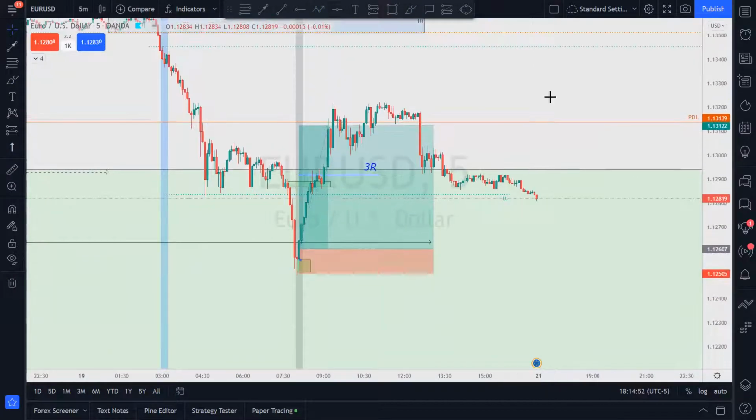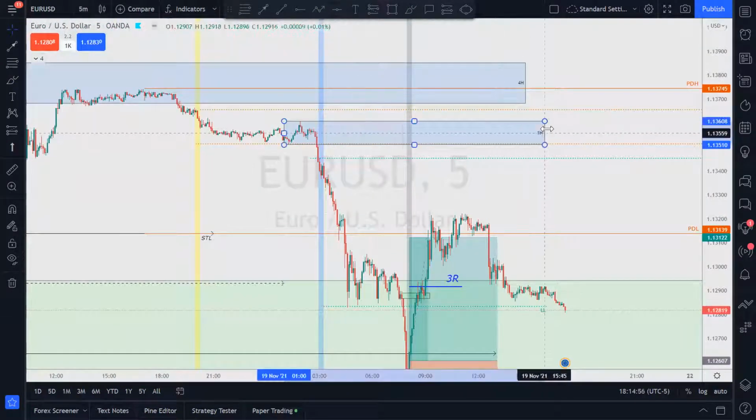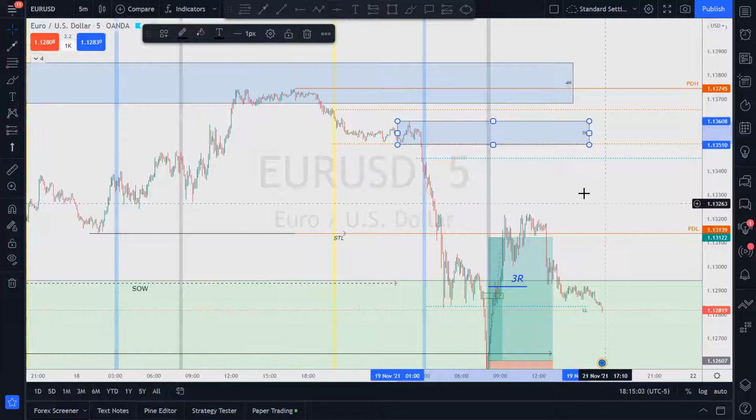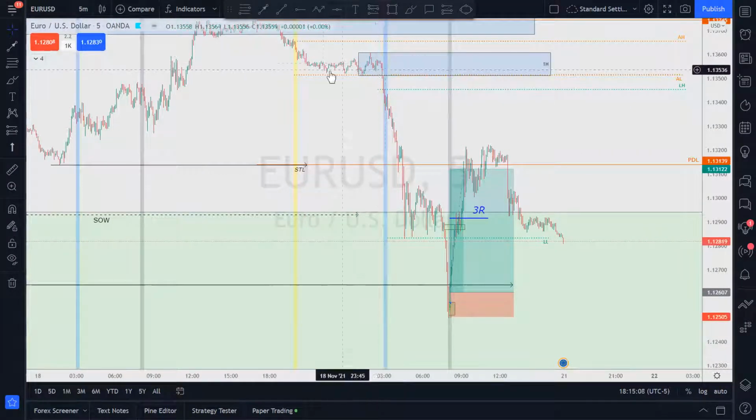Now, I was really hoping that price was going to come back up here. I was really hoping we were going to see the previous daily highs being touched, but that didn't happen. That's okay, because I got plenty out of this. I wanted to target that high.